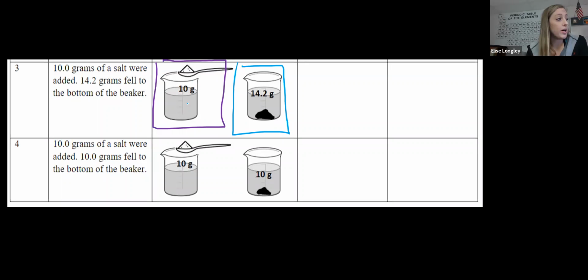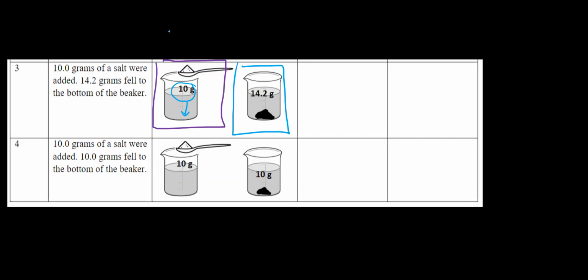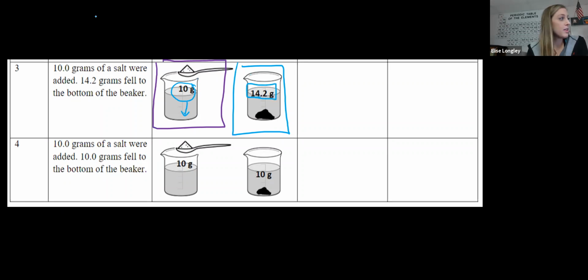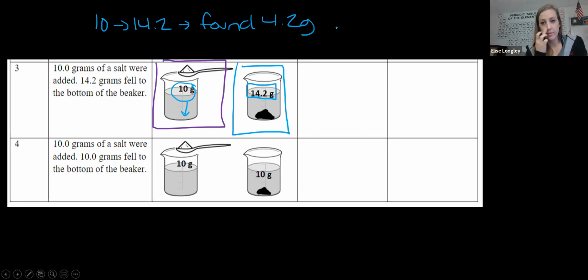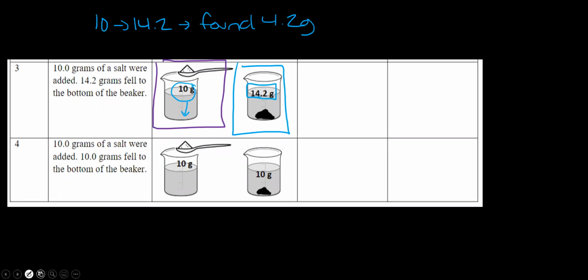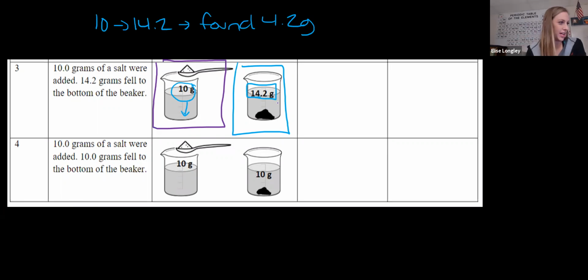You think it's unsaturated? So unsaturated means the amount of salt would go down. What happened? Oh, it went up. So instead, it went from 10 to 14.2. So we found 4.2 grams that were not there to start with. How is that possible? Oh, it's supersaturated. Yes, this is supersaturated.